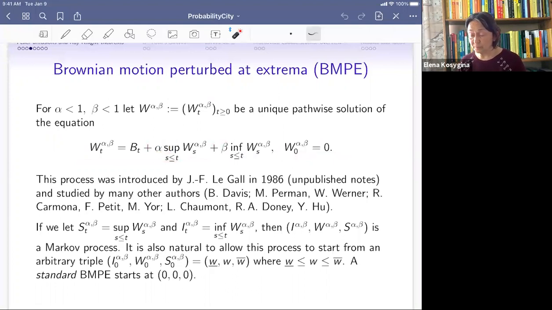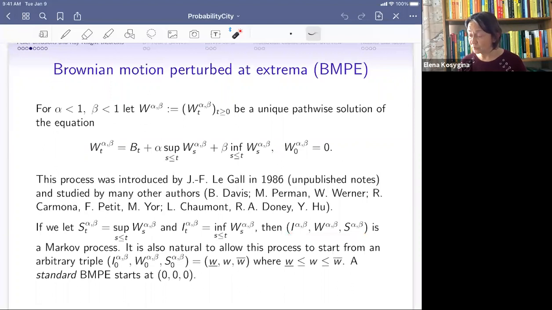This process was introduced by Jean-François Le Gall in 1986. I have not seen his notes, but they are quoted in various papers, and it was then studied by many authors for various reasons, in particular Burgess Davis, Perman and Werner, Carmona and Petit, Chaumont and Doney, and Yor and Hu. So this is by itself an interesting process. And if we denote by S the supremum and by I the infimum of this process, then while the original process is not Markovian, the triple is a Markov process.